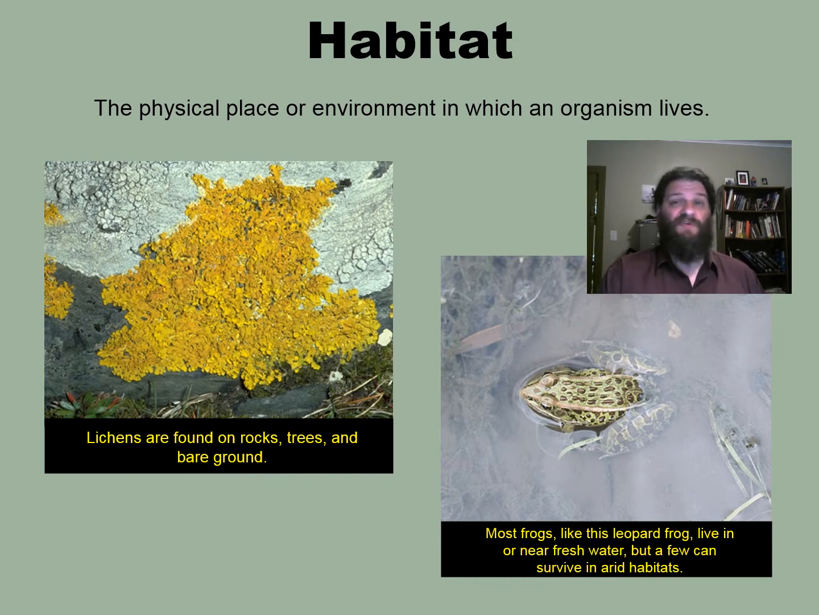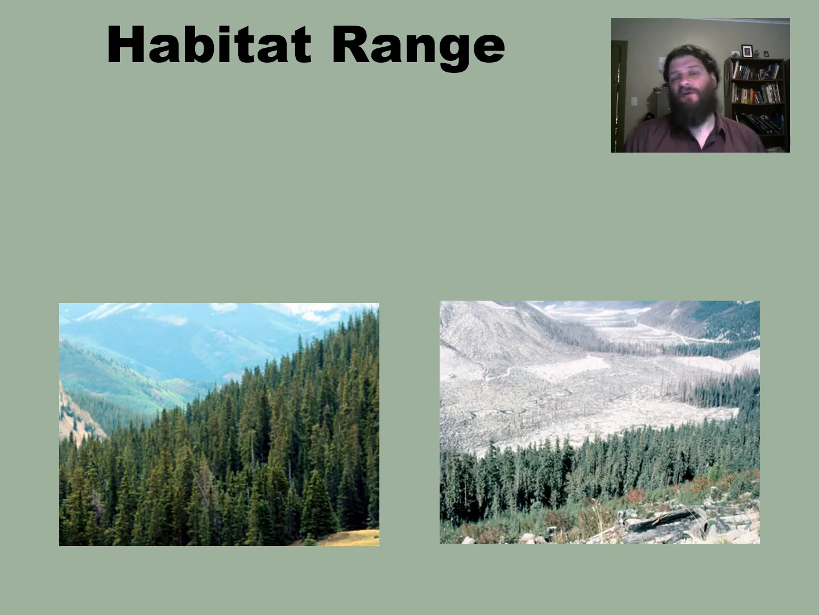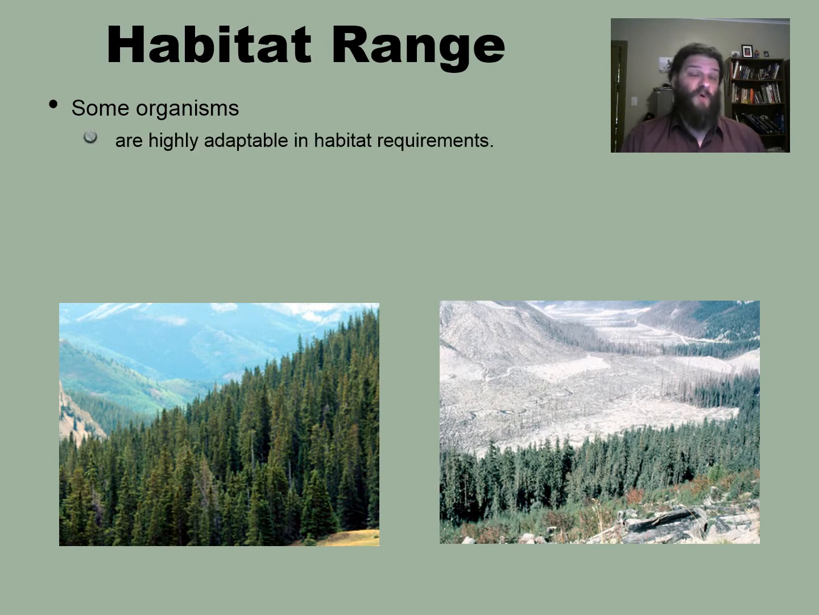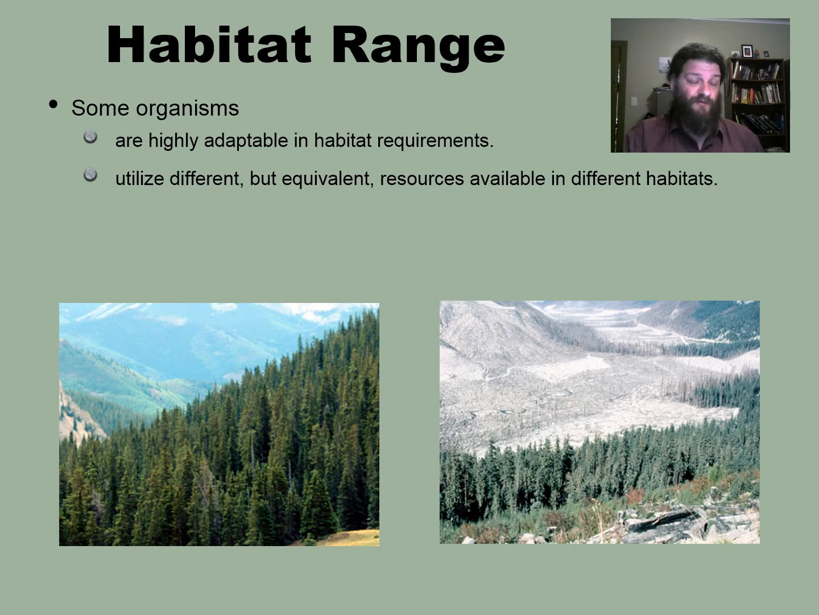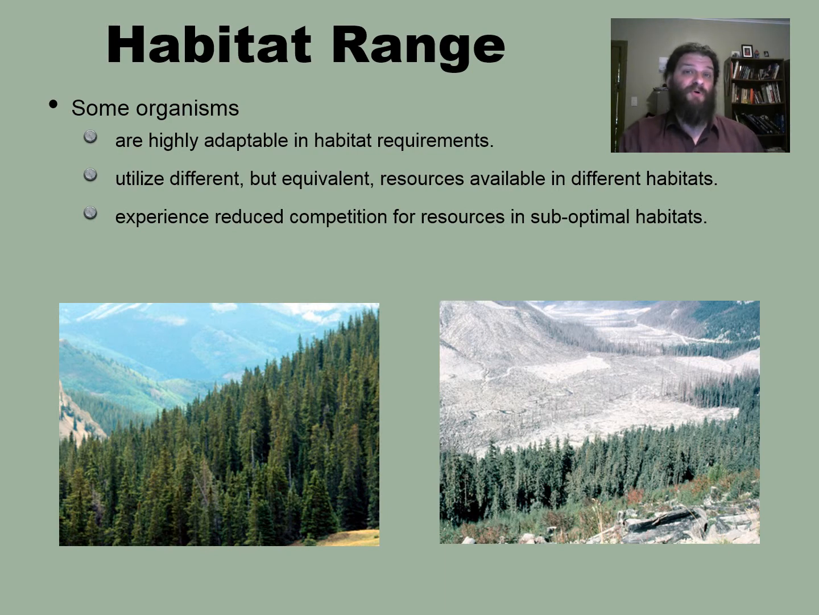Some organisms will be able to live in a habitat that is very sparse, like lichens, that doesn't seem like it would be able to support very much life. And others will have a very tight range of resources that they have to have. Frogs, like this leopard frog, need to have standing fresh water available in order to be able to survive. An organism's habitat isn't always just one type of habitat. Some organisms are able to inhabit a wide range of habitats because they're a little more adaptable. They're able to use different resources in different habitats given resource availability. This kind of pushes them sometimes.